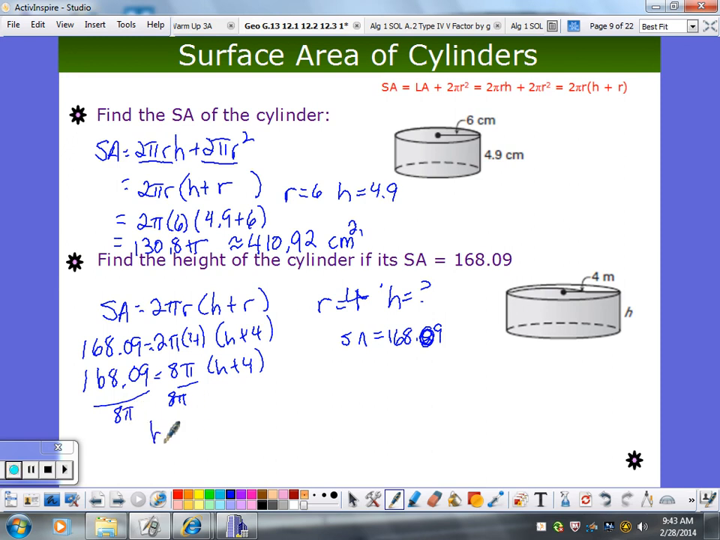And what do I have now? I've got h plus 4 equals 168.09 over 8 pi. To get h by itself, I have to subtract 4 from both sides. So h equals 168.09 over 8 pi, minus 4.